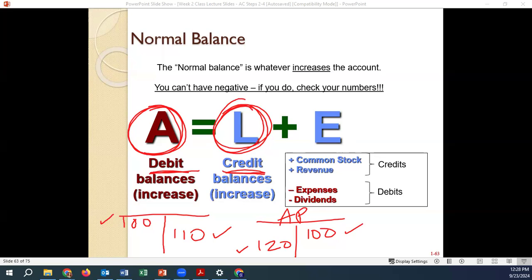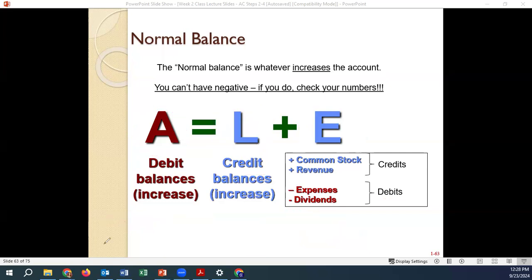With equity, as we previously discussed, those accounts only move in one direction. So common stock and revenues are always going to have a credit balance. Expenses and dividends, they always decrease equity, so they always have a debit balance. So as you're doing your ledgers, make sure that you put the balance on the correct side and double check your debit credit rules to make sure that it's reflecting the normal balance.